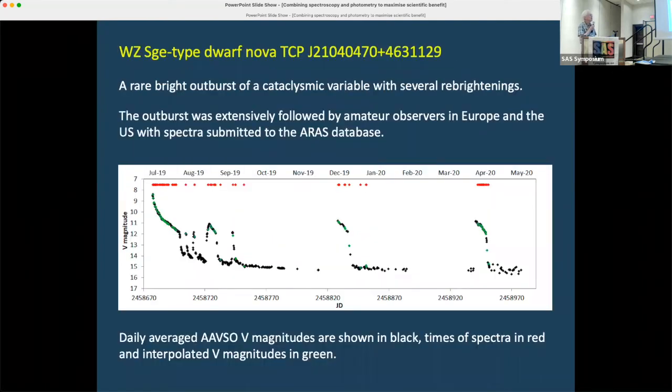Next slide, please. And the second example is WZ Sagittae, a dwarf nova, which went into outburst a couple of years ago now. It was a relatively rare outburst of this CV. It excited quite a lot of interest in the professional world. It was a bright outburst, as you can see, went up to almost 8th magnitude. We had a good AAVSO V magnitude light curve. I took daily averages of that and interpolated them to the green points, which were the times of the spectra. As you can see along the top, the red dots in this case are the times of the spectra.